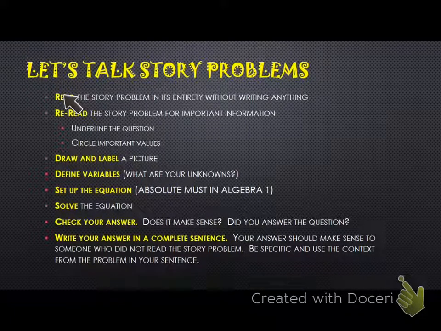Okay. So here's our steps. It's there on your notes. You need to read it. Many of you need to reread it. Underline the question. Circle the values. Sometimes drawing a picture helps. Sometimes it doesn't. You need to define your variables, set up the equation, and solve it. Does your answer make sense? And then answer it in a complete sentence.